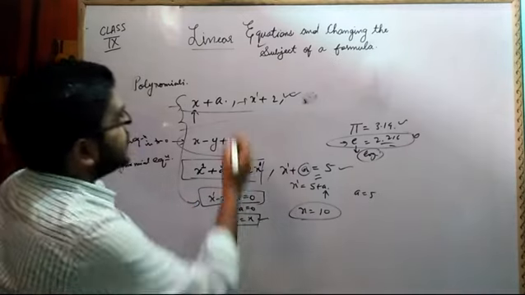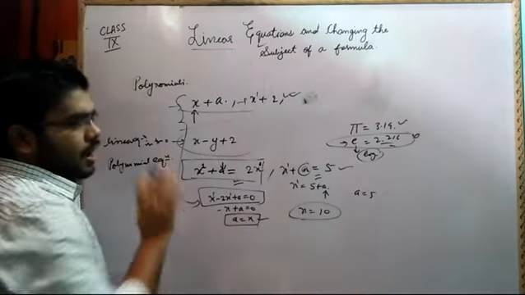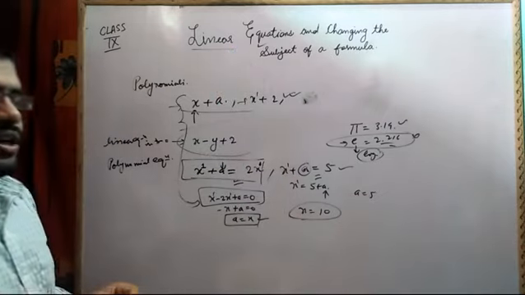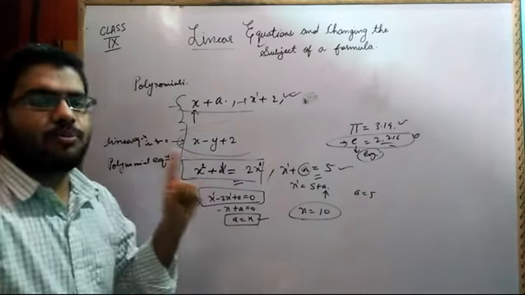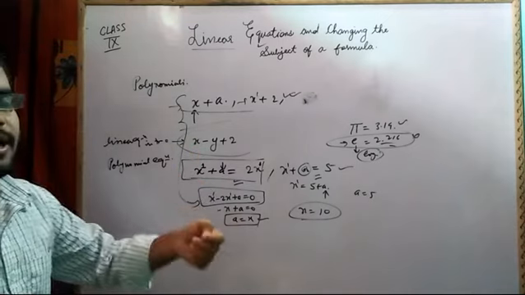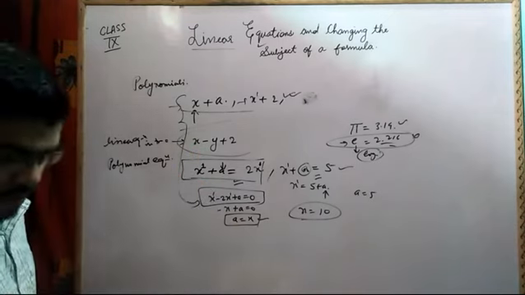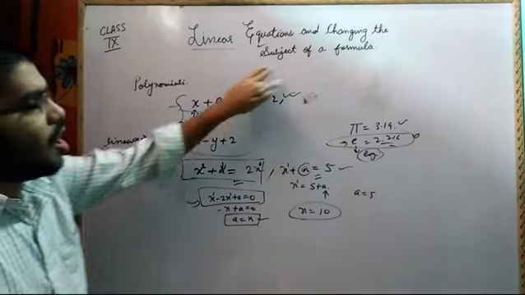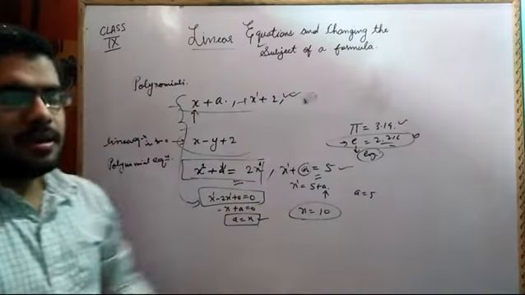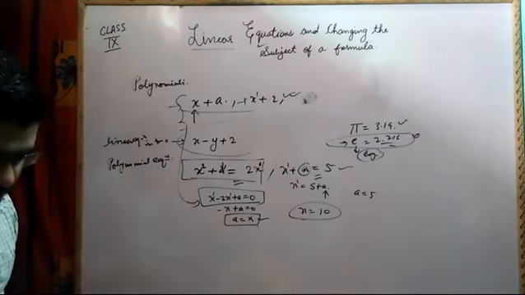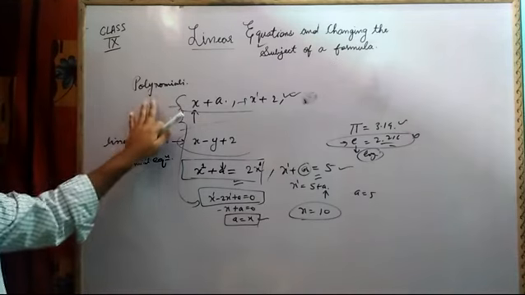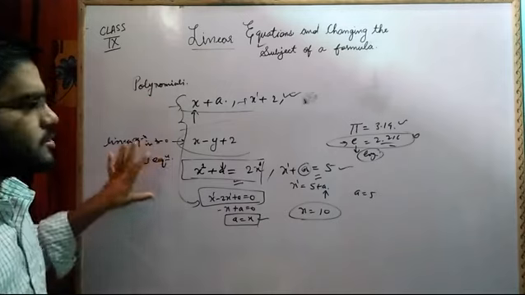So I hope it is clear that a linear equation means an equation in which a variable has highest power 1 and the other remaining terms are constant. Now we will see changing the subject of a formula in the upcoming lectures. Here we will be studying this. I hope all of you are clear how to solve this polynomial.